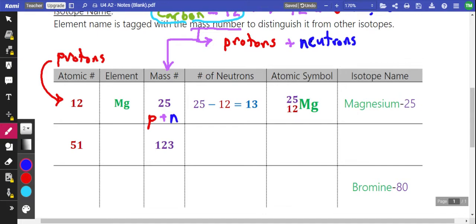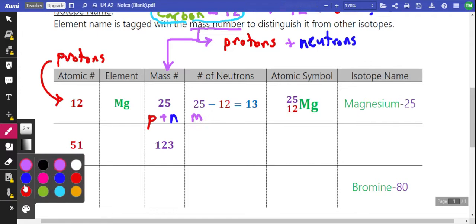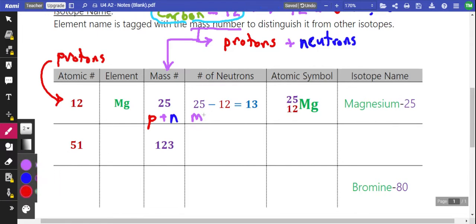If I wanted to figure out how many neutrons are in this, I could say I've got a mass number of 25 protons and neutrons minus the 12 protons. That leaves me with 13 neutrons. So my mass number minus my number of protons is equal to my number of neutrons.